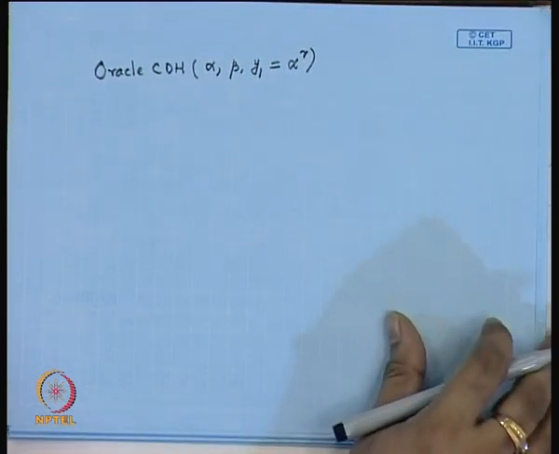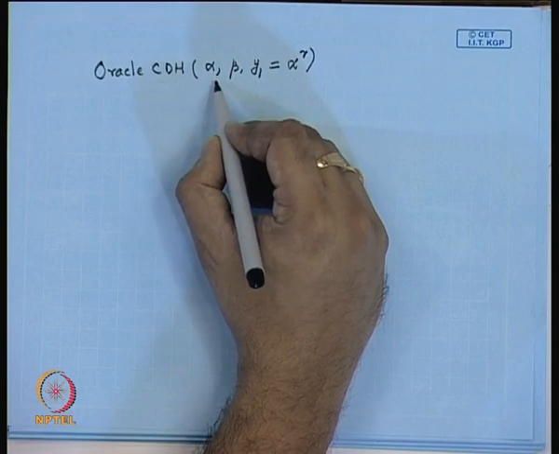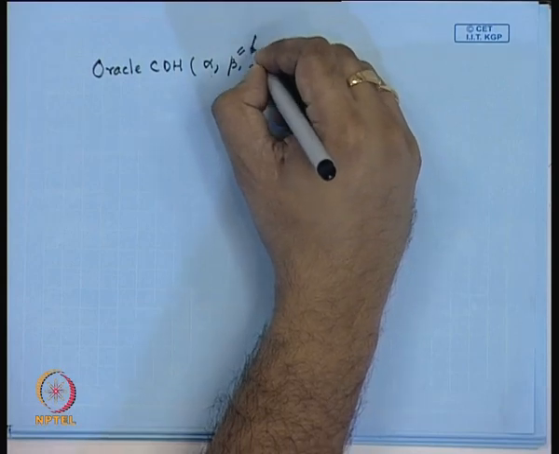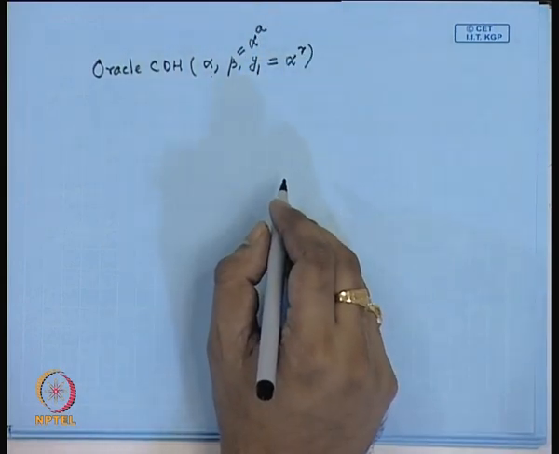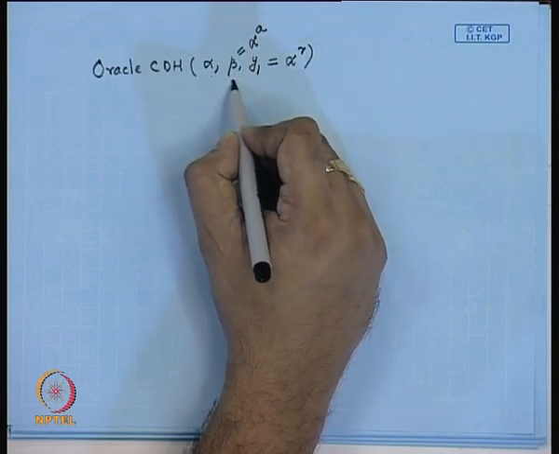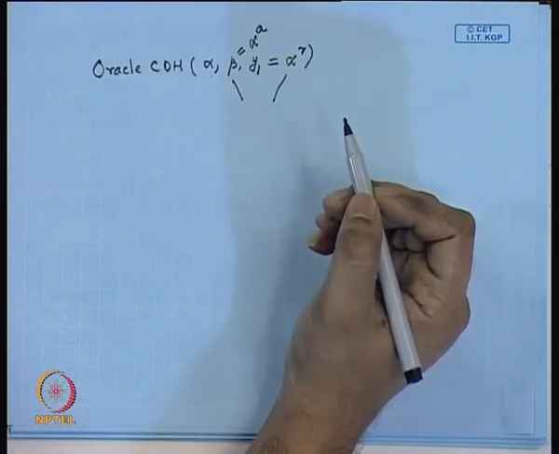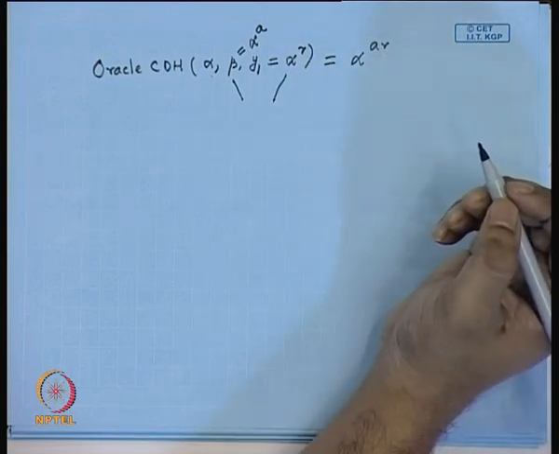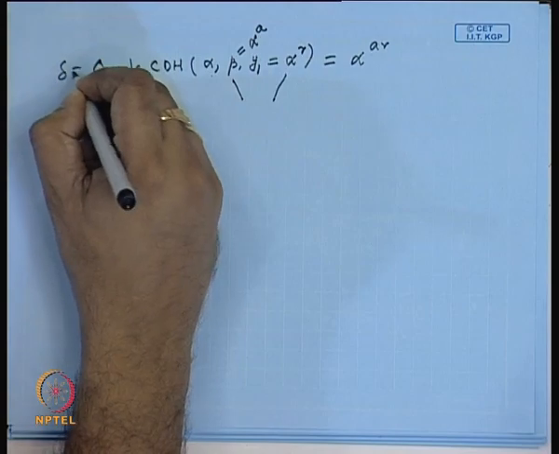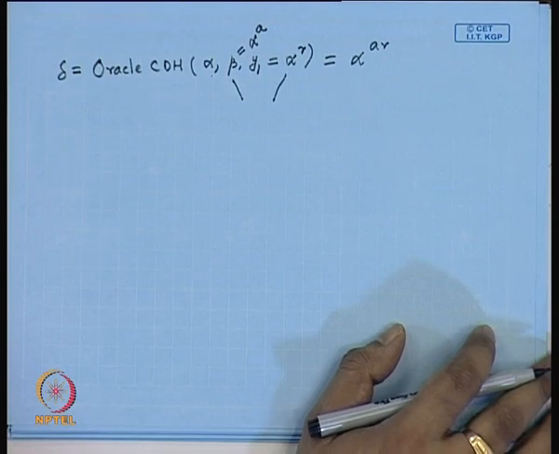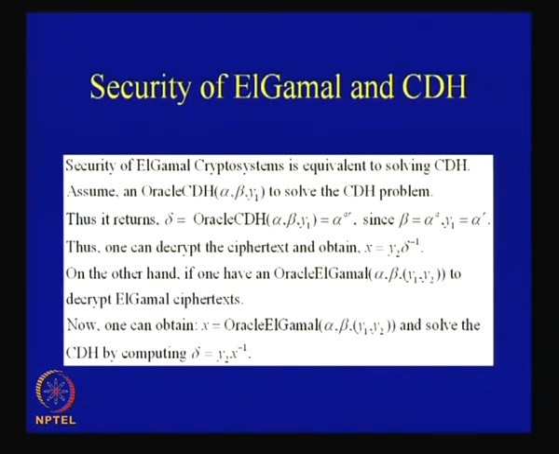So, if I have been provided with this, and what was beta equal to? Beta was equal to alpha power of a, right, that is the secret value. Now, if I am able to solve the computational Diffie-Hellman problem, then from these two values I should be able to compute the value of alpha power of ar. Okay. So, call this delta. That means you get a value of alpha power of ar using an oracle which is able to solve the computational Diffie-Hellman problem. So, now one can actually decrypt and obtain the value of x using this.